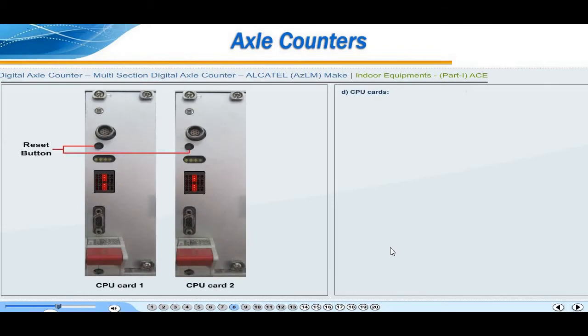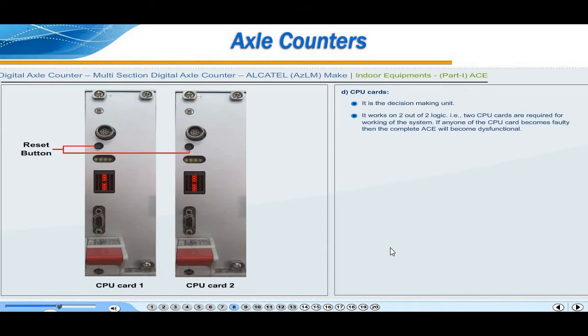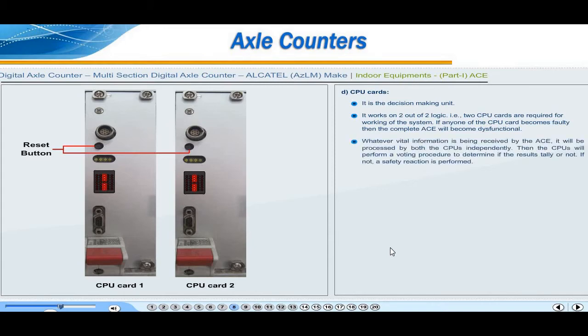CPU cards. It is the decision-making unit. It works on 2 out of 2 logic, that is, 2 CPU cards are required for working of the system. If any one of the CPU cards becomes faulty, then the complete ACE will become dysfunctional. Whatever vital information is being received by the ACE, it will be processed by both the CPUs independently. Then the CPUs will perform a voting procedure to determine if the results tally or not. If not, a safety reaction is performed.